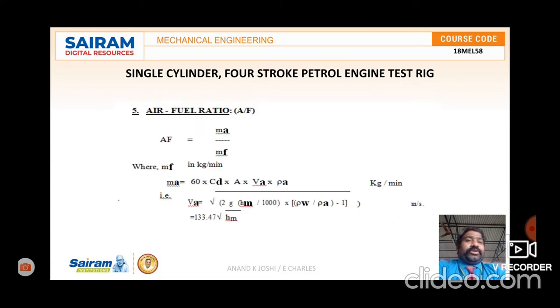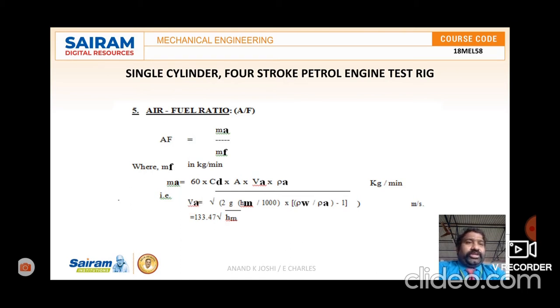And next, air fuel ratio. The air fuel ratio is the ratio of the mass of the air to the mass of the fuel, in kg per minute. Once we get this value in kg per minute, later we can convert it into kg per second. The mass of the air is 60 into CD into A into VA into rho A, and we don't know the VA value here. VA is the volume of the orifice air, and the equation is the square root of 2G HM divided by 1000 into rho W by rho A minus 1. That is 133.47 under square root of HM.